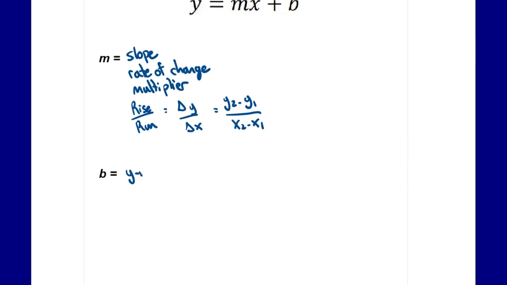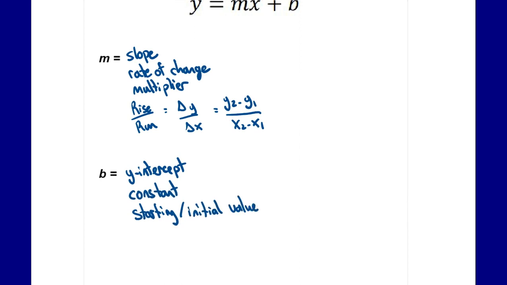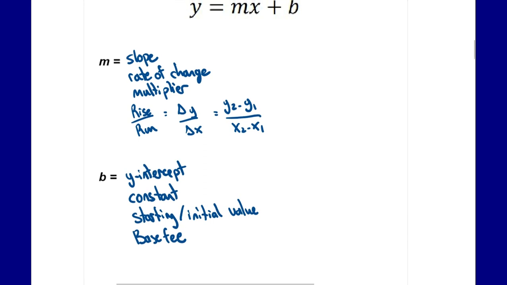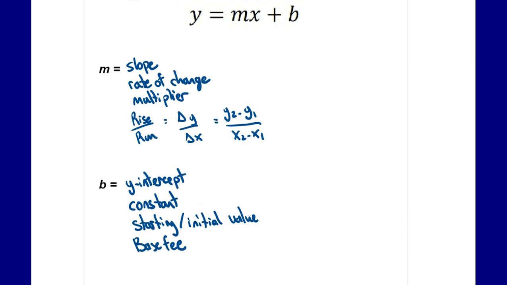B is our y-intercept, or our constant, our starting value, or initial value. Maybe a base fee, depending on the scenario we're looking at. So those are all the different terms for our m and b values of our equation of a line.